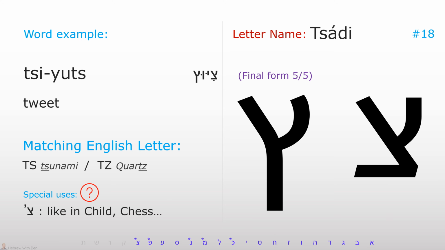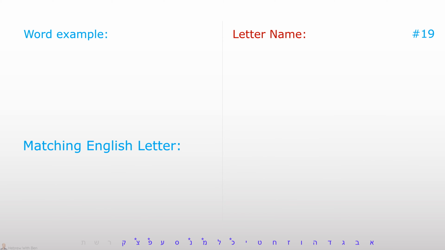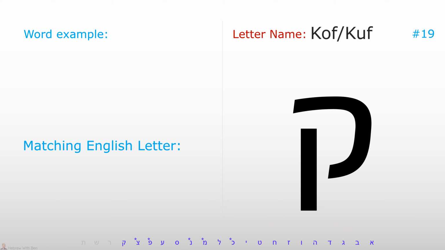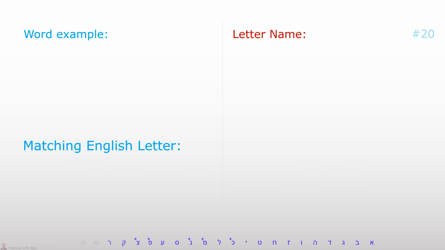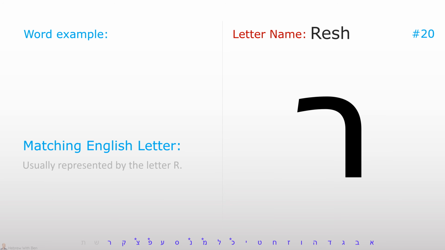Next, we have the letter Kuf. Kuf matches the English K, Q, or C, as in cold. A word example is café. Now the letter Resh. It matches the English R, though the consonant sound is a little different. A word example is Rosh.